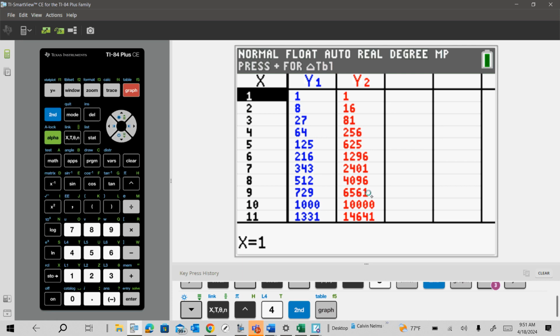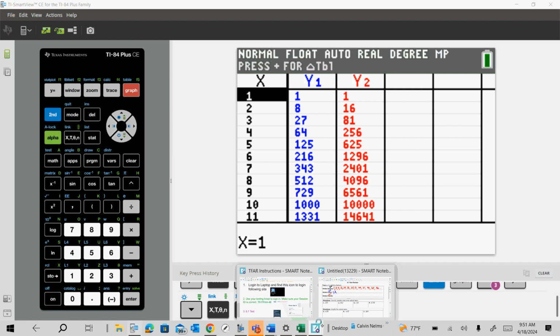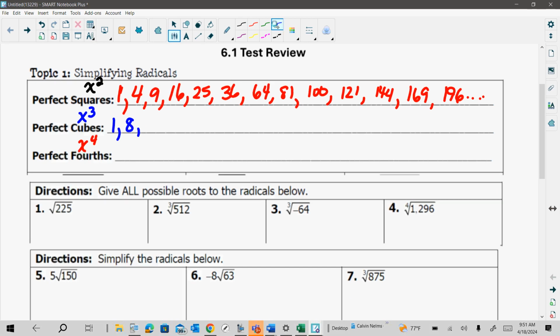Okay. So you need your perfect cubes. Let me get caught up with y'all. And then your perfect fourths. I probably should have done that in a different color. All right. So 125, 216.